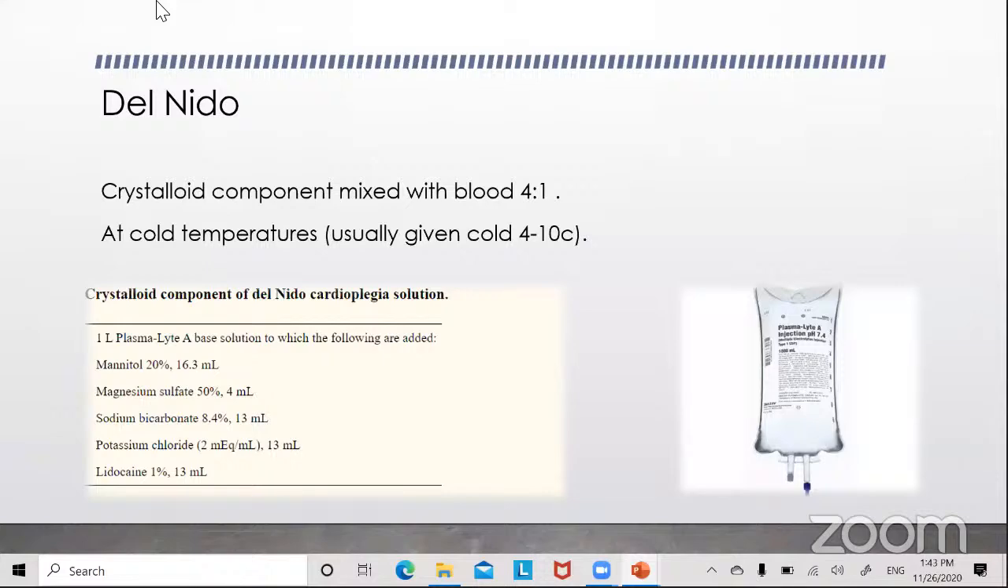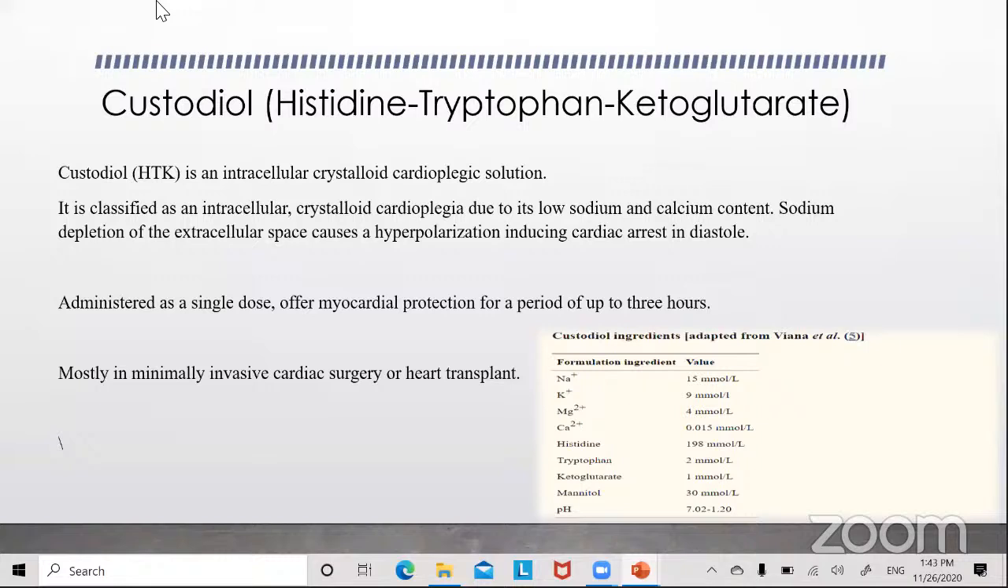Agree with you, Dr. Ayad, because Custodiol is not high in potassium. It's an intracellular crystalloid, and it arrests the heart by hyperpolarization, and the Del Nido with depolarization. So yes, a different mechanism. I think this is what Faisal meant by this.